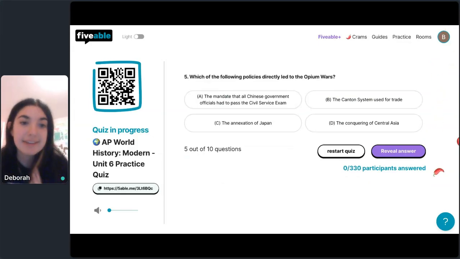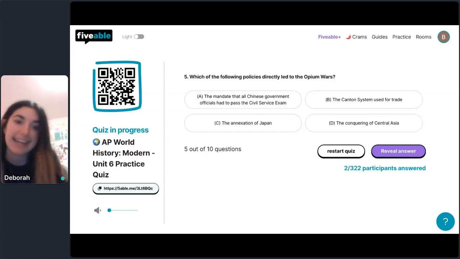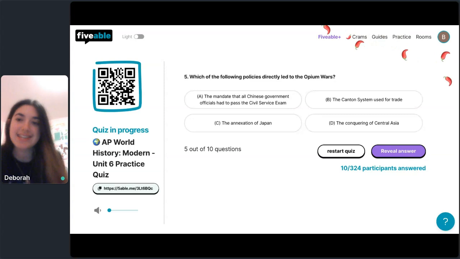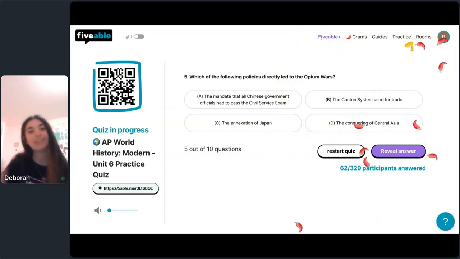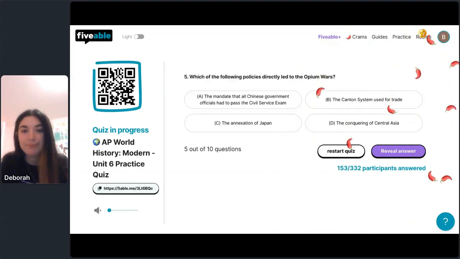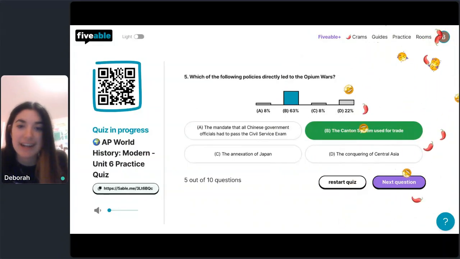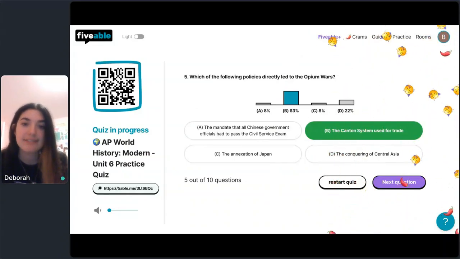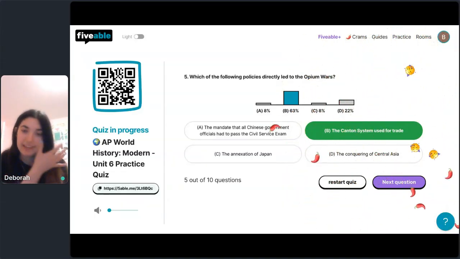Okay, let's move on. Which of the following policies directly led to the Opium Wars? Oh, this is China. Was it the mandate on the civil service exam, the Canton system used for trade, the annexation of Japan, or the conquering of Central Asia? Let's see what you guys think and get some answers in. Okay, let's see that answer. Nice, you guys, it was the trade system, because remember that the Opium Wars were involved with trade between Britain and China.